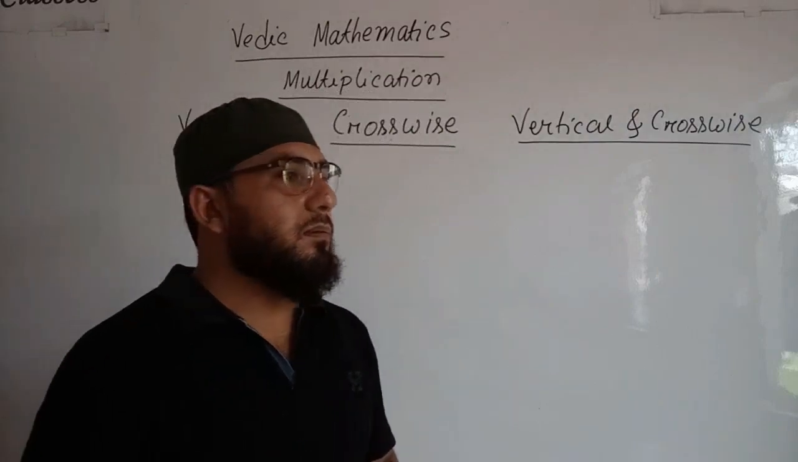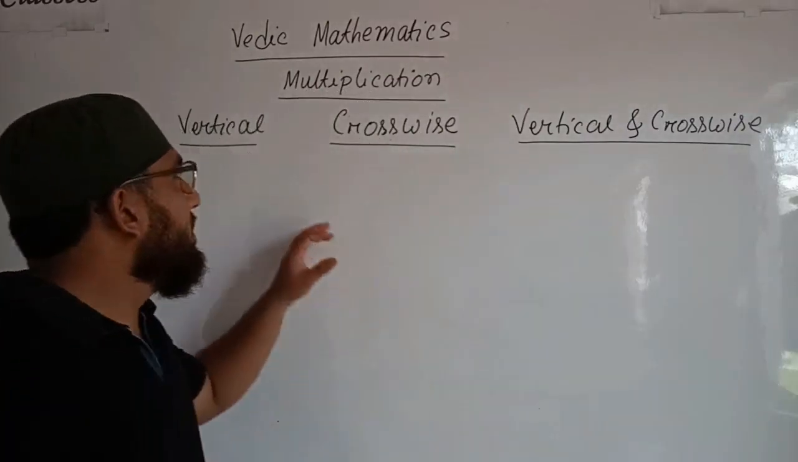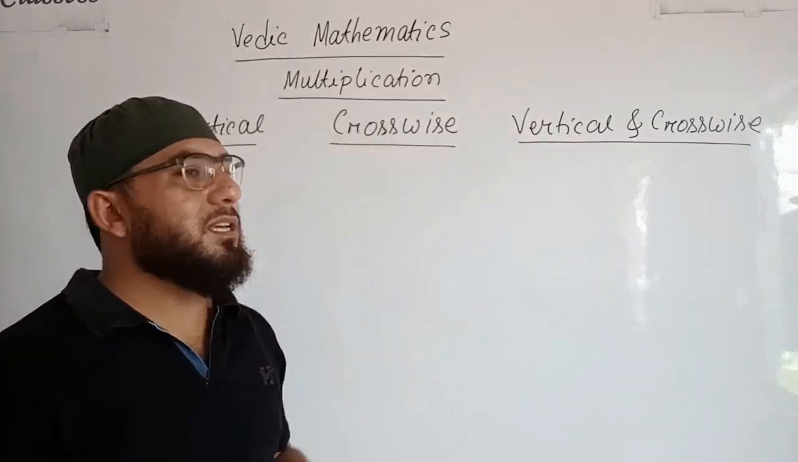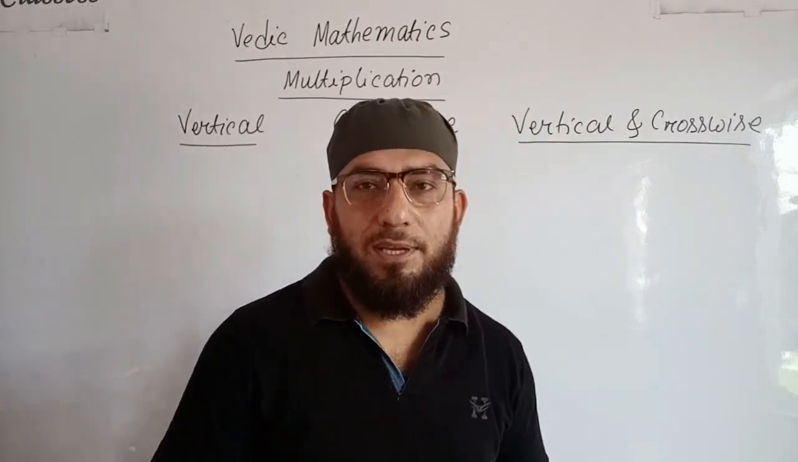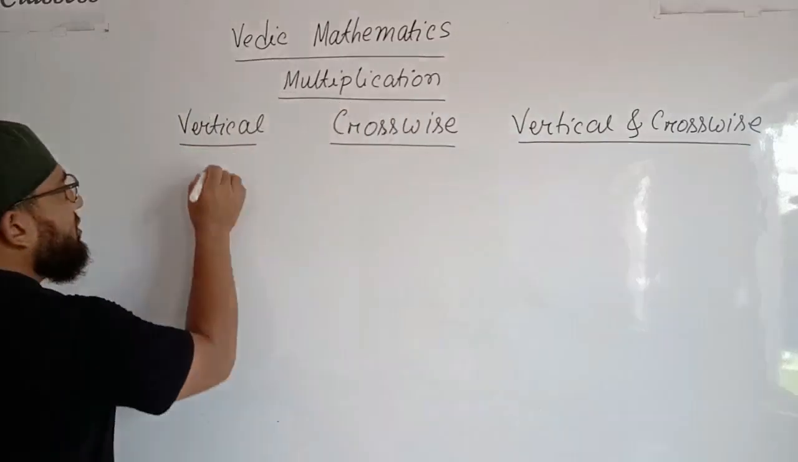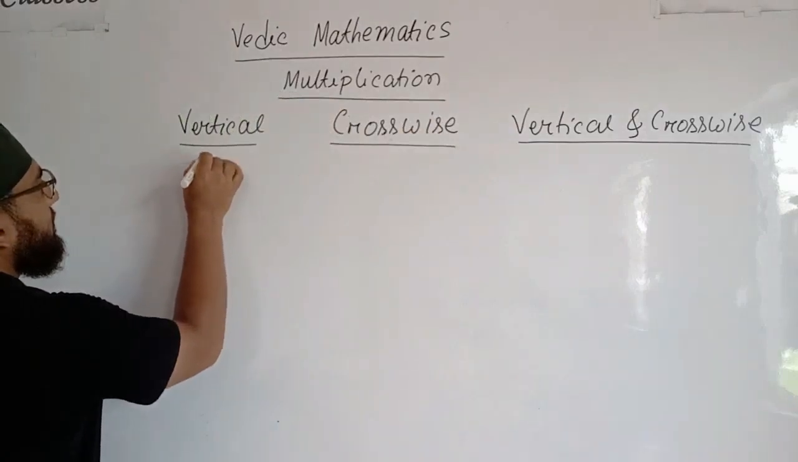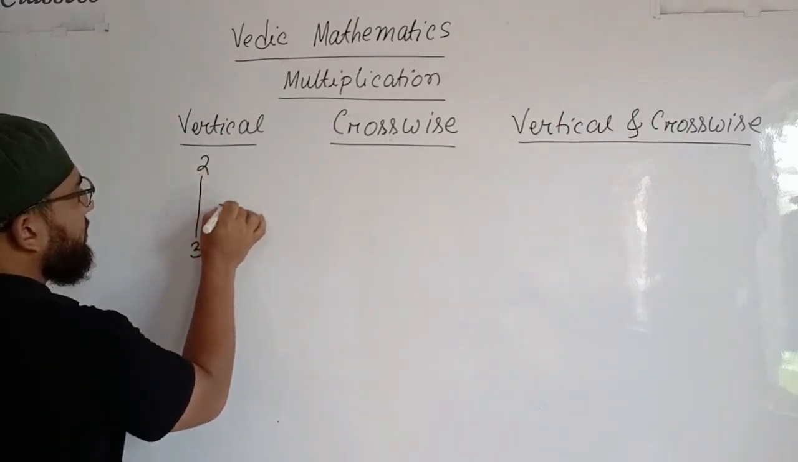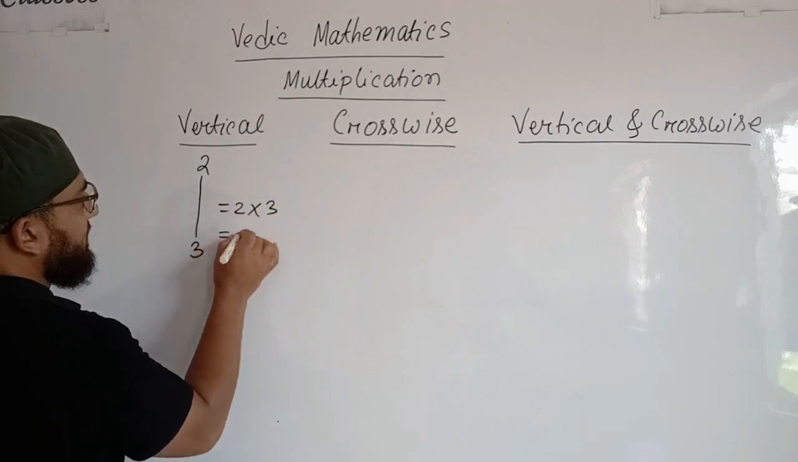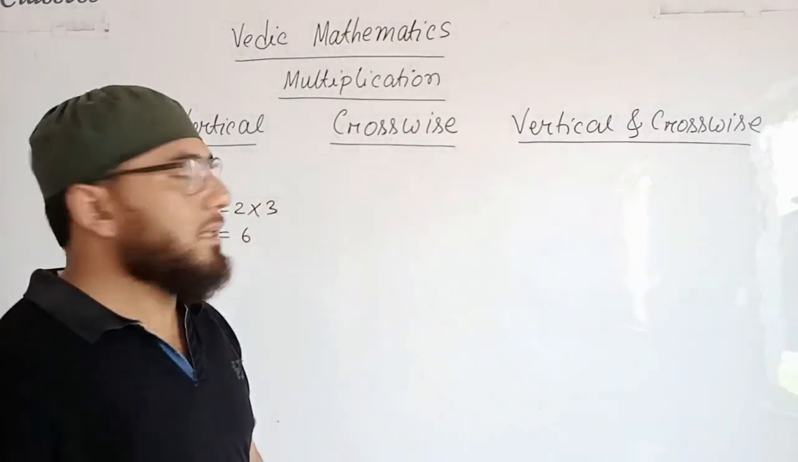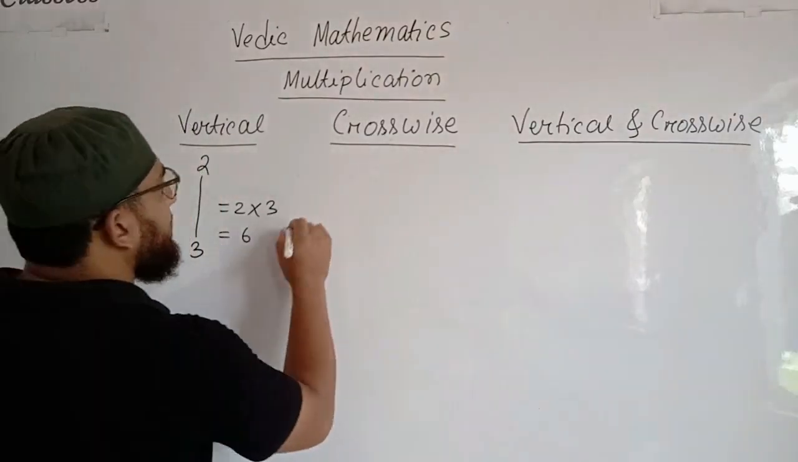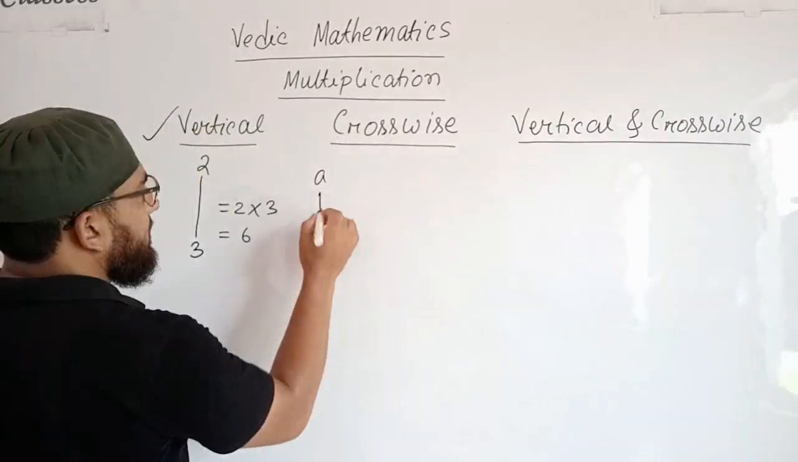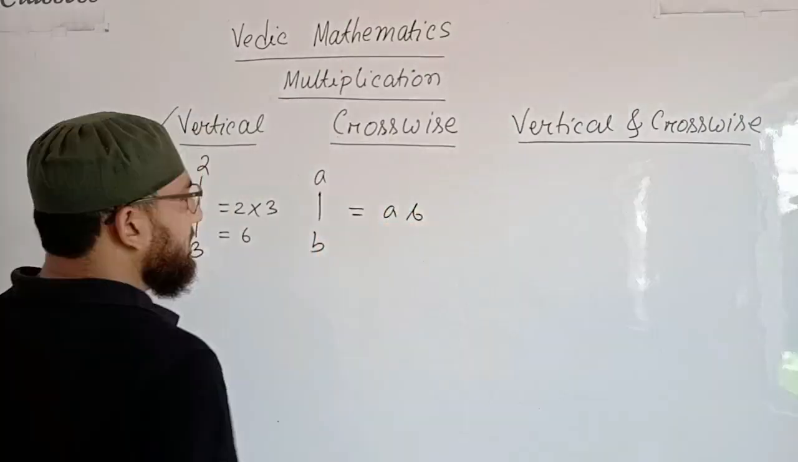Before that, first you have to know what vertical multiplication is, then crosswise multiplication, then vertical and crosswise multiplication. Suppose you have two numbers 2 and 3. Vertical multiplication is nothing but 2 into 3, that is 6. Very simple. Now say your number is AB, then its vertical multiplication will be AB.